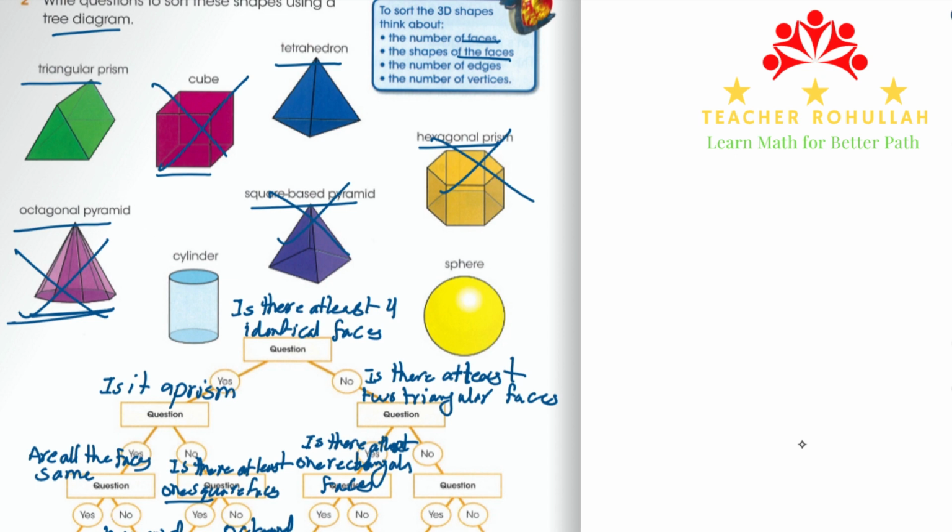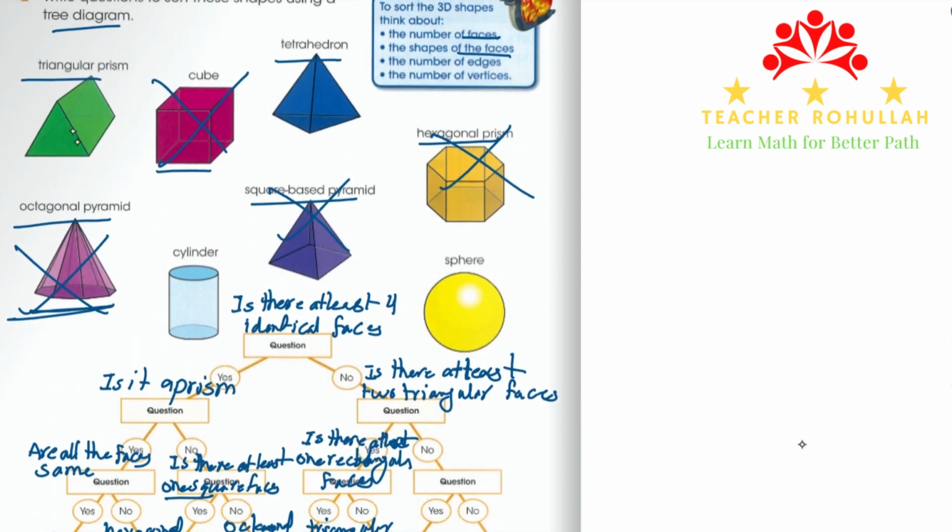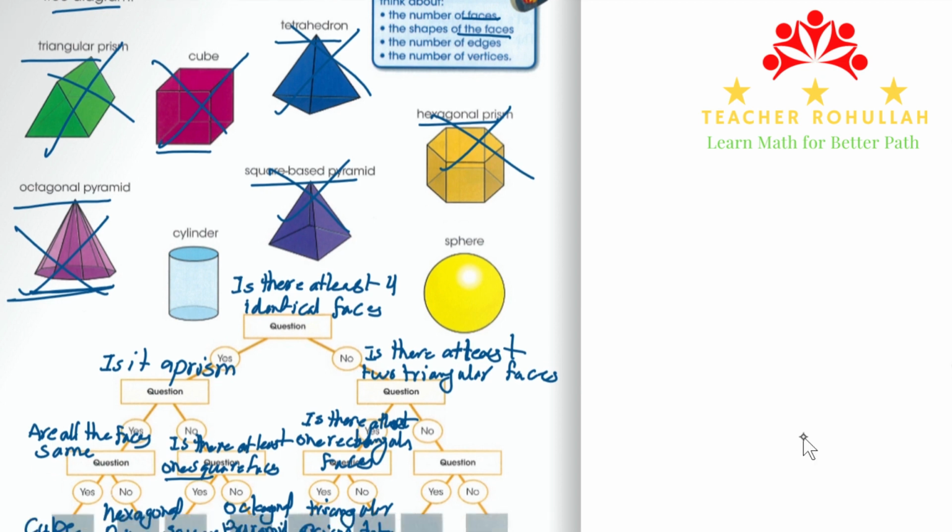The triangular prism. So for the yes, I have written triangular prism. For the part which says no, I will write down here tetrahedron. So the one which does not have any rectangular faces is the tetrahedron. So we are done with the triangular prism and also with the tetrahedron. Only 2 shapes are left there. For these 2 shapes also we have to ask a question.